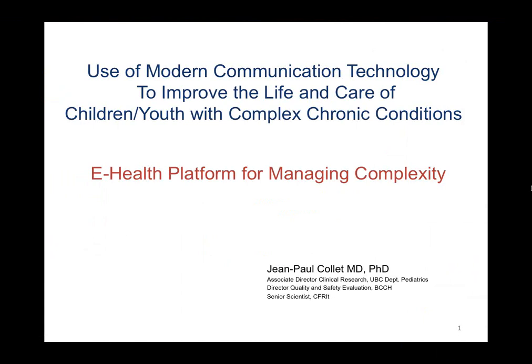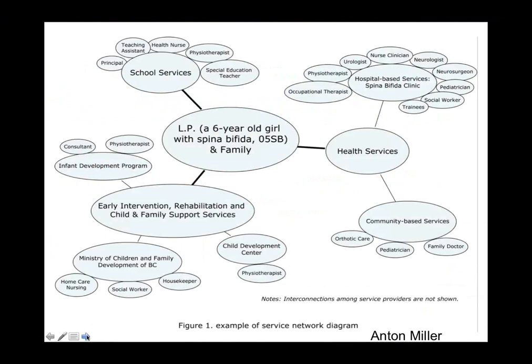I will describe certain aspects which are quite known by everyone. This picture from Anton Miller describes the situation of a young girl with spina bifida, showing the diversity of all the activities and all the actions in each specific activity, and the difficulty to connect them to each other and organize care and life efficiently. So it's not an issue of care, it's an issue of complex life within which care becomes complex.